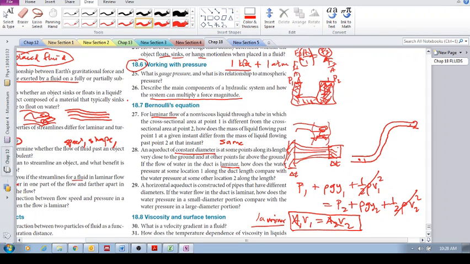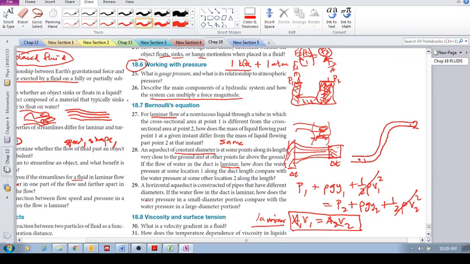And now we're left with pressure plus rho g y equals pressure plus rho g y. And if the height at point 2 is greater than at point 1, then if this term is higher than that term, then that term must be lower than that term, because they're equal. And so this is saying that with constant diameter and laminar flow, at the higher position, the pressure is lower than at that point.